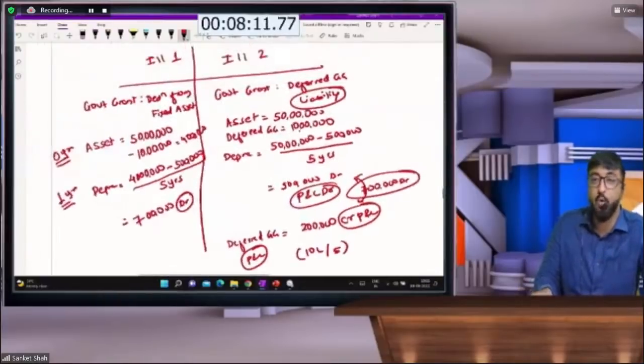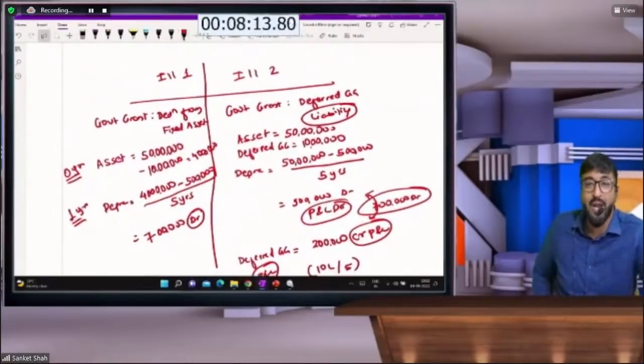So either you go by first option or you may go by second option. Your P&L will be same, net effect will be same.